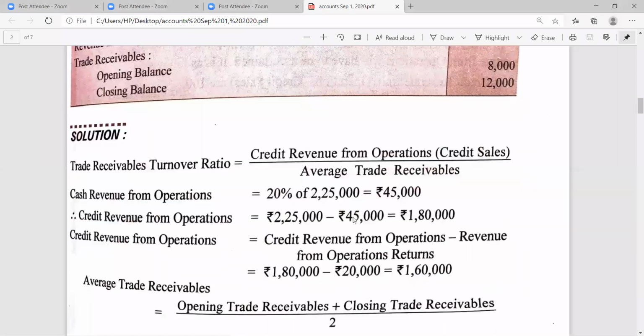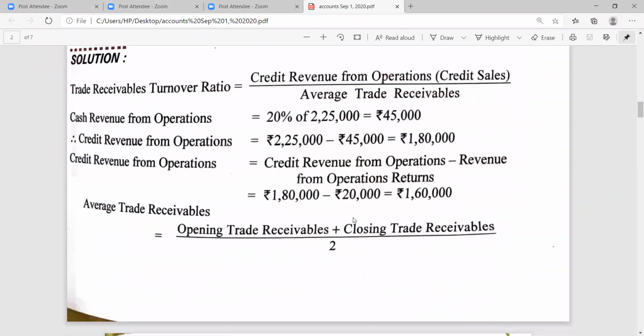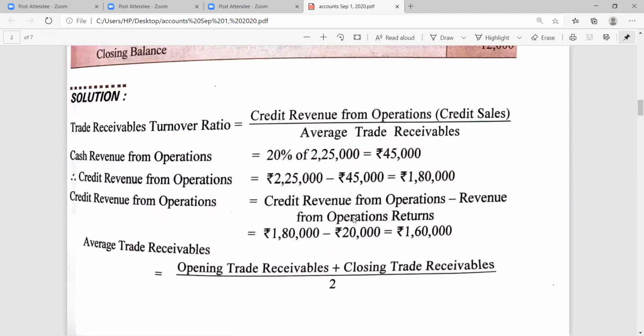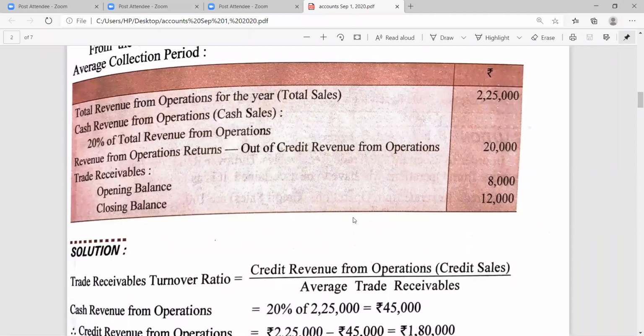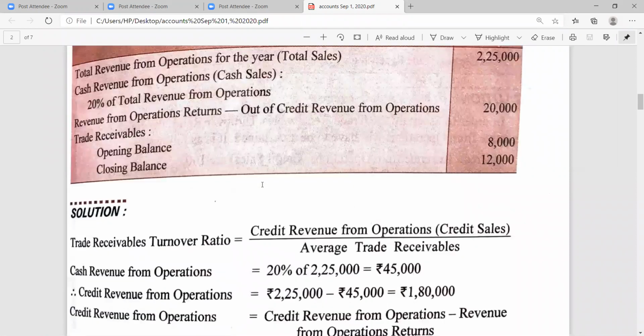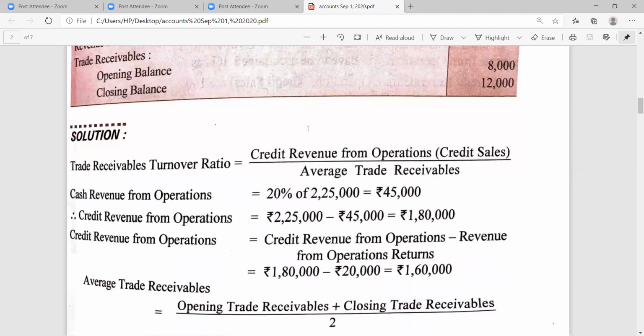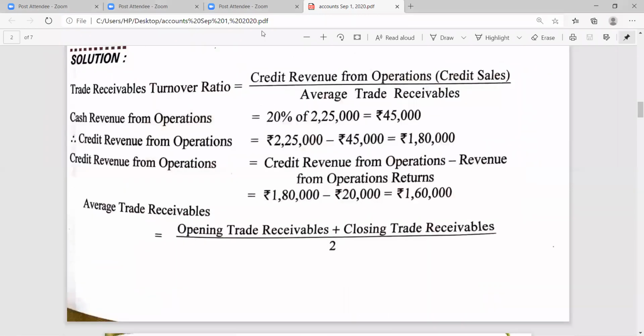So the total revenue from operation that is given to us is 2,25,000, and the cash revenue from operation is given to us as 20% of the total revenue from operation. So we can calculate 20% of the total revenue from operation, that will be 45,000, and we will get the value of cash revenue from operations.